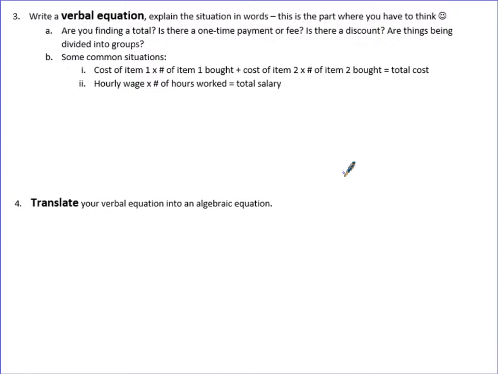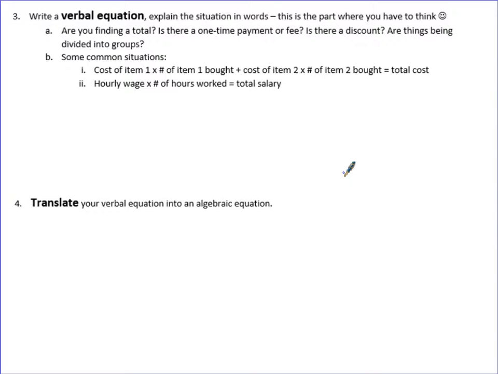Explain the situation in words. Sometimes we don't know how to write things mathematically, but you can explain to me what's going on. And this is where everything is kind of different and you have to think a little bit. But here are some common questions. Are you finding a total? Is there a one-time payment or fee? Sometimes it's like your phone bill, you have a one-time activation fee and then it's the same every month after that.